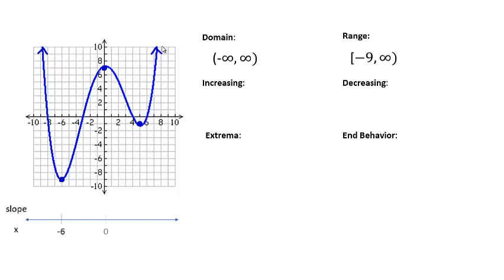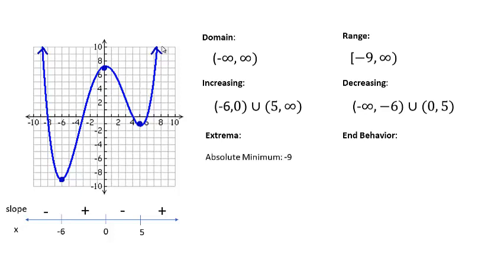If we wanted to make a slope number line for that, we could do that as well. All right, we can see those two positive intervals. So from -6 to 0 and from 5 to infinity, we only use the x values for increasing and decreasing. And decreasing, we're just going to write down those negative slope areas. For extrema, we had an absolute minimum. That's our lowest y value at -9.